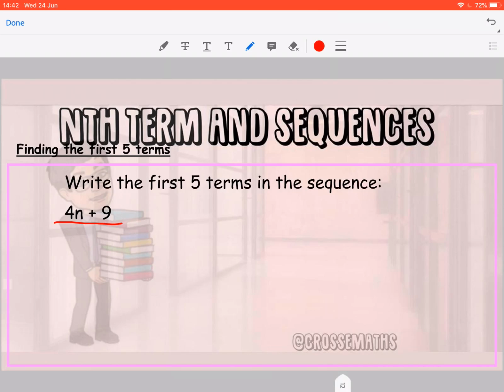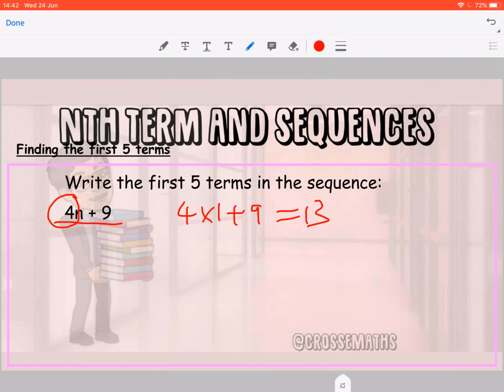Best thing to do always is to find the first number. If you're finding the first number in a sequence, you're going to put the number 1 in instead of n. So I'm going to do 4 times 1 plus 9. 4 times 1 is 4, plus 9 gives me 13. That's my first number. Then the important bit, remember what this 4 means.